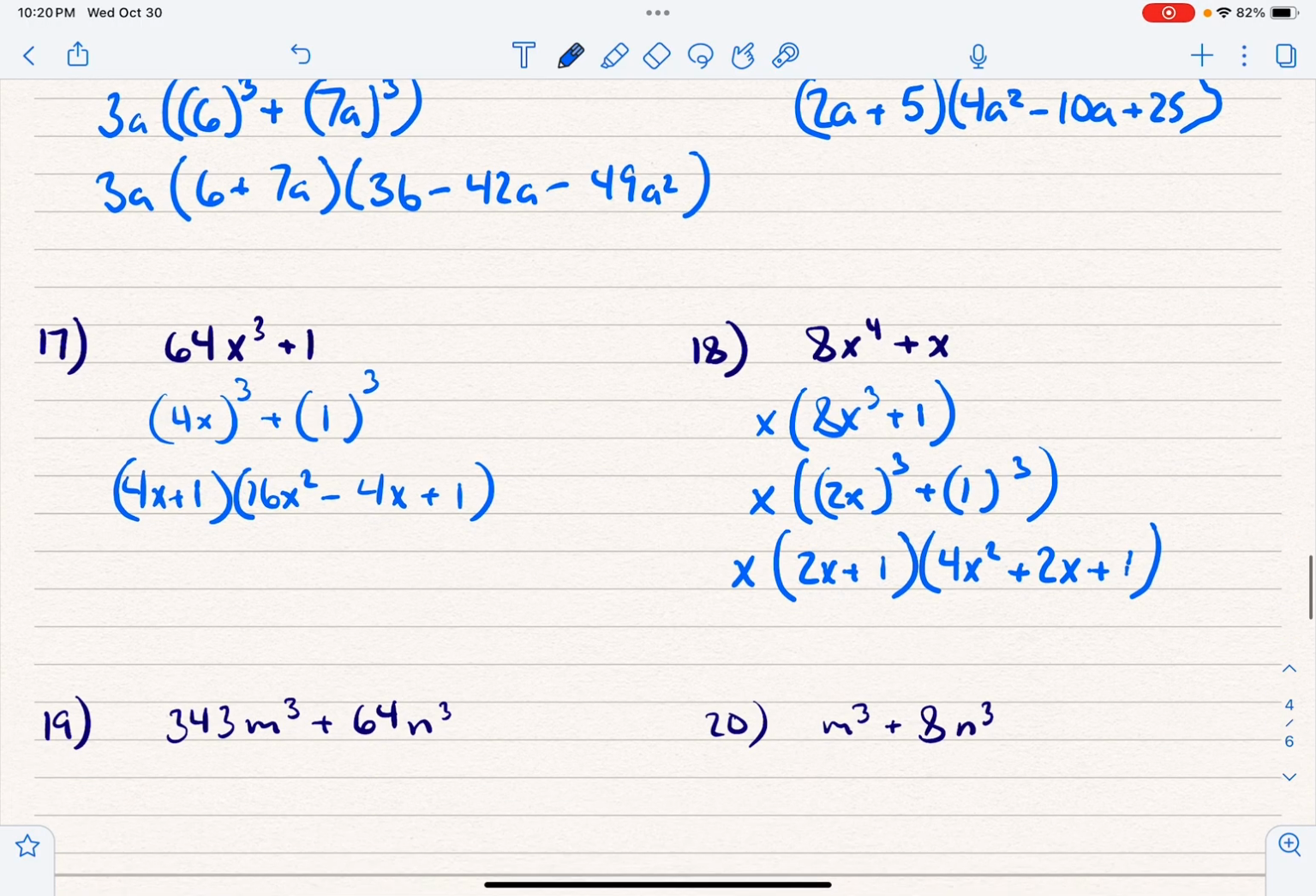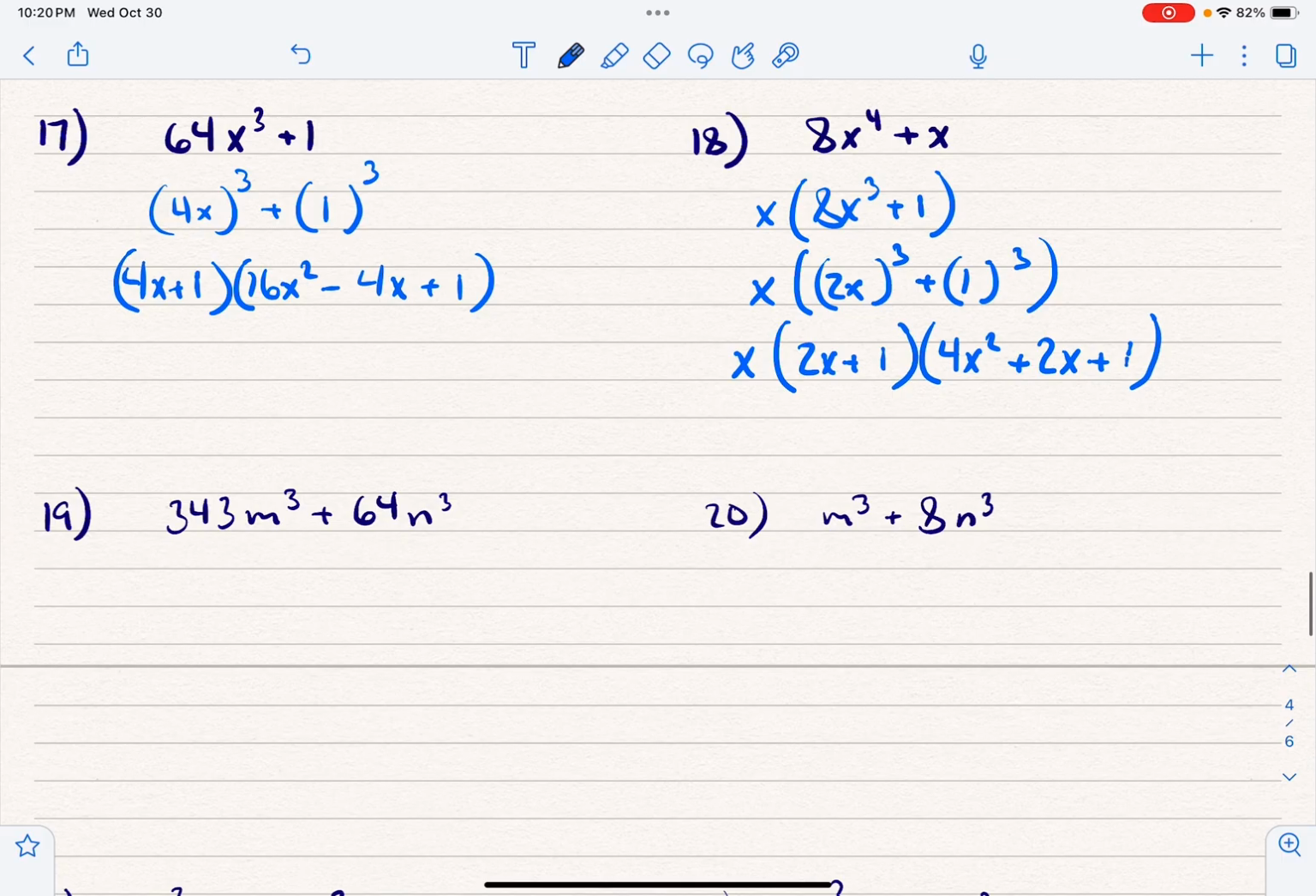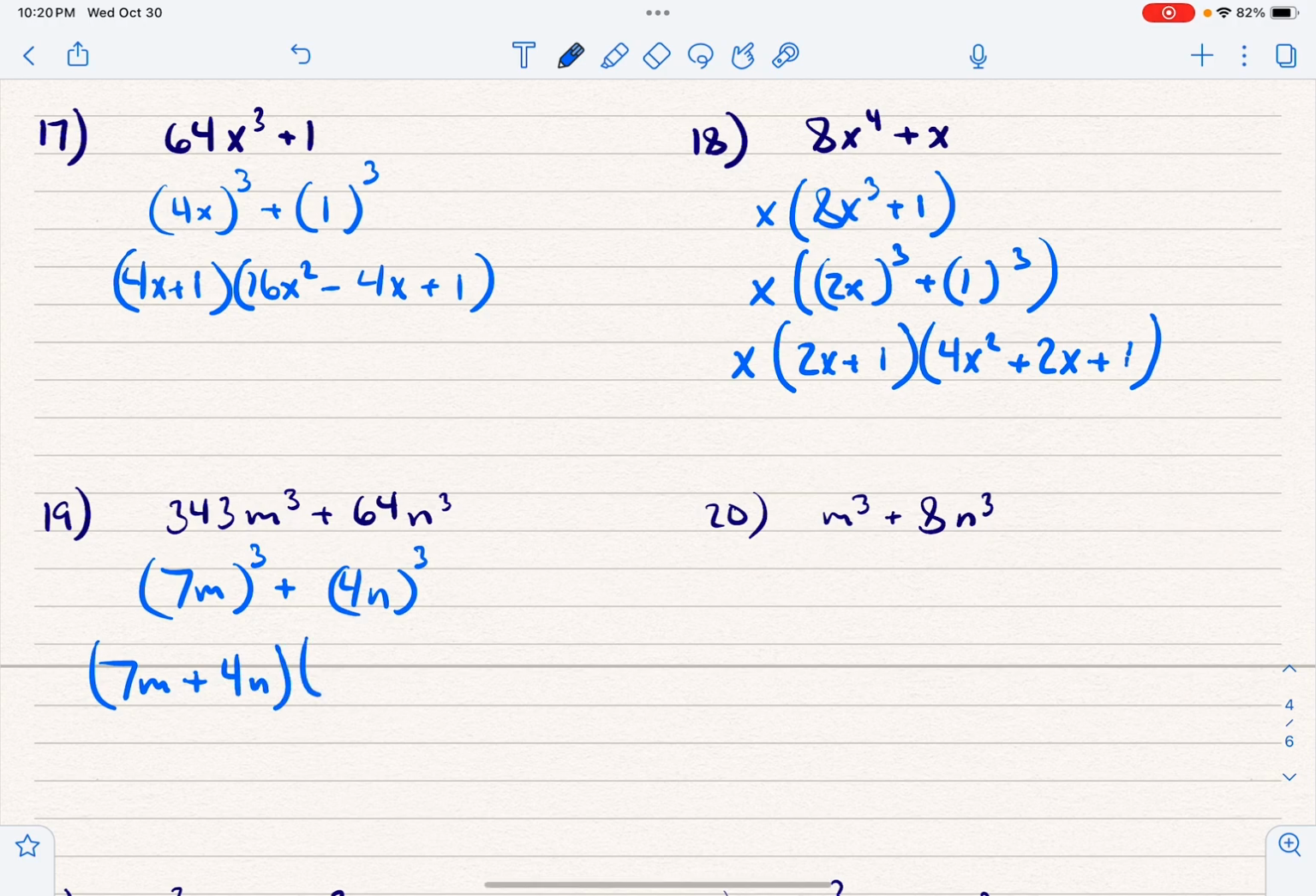All right, moving on. This next one, 343, we just saw that one a second ago. That is 7 cubed. And so we have 7m cubed plus 64, which we know is 4 cubed, and so 64n cubed is 4n cubed. Again, this is the sum of two cubes. So we say 7m plus 4n times 7m squared is 49m squared. 7m times 4n is 28, so I got to put, not plus, but minus 28mn plus 4n squared is 16n squared.